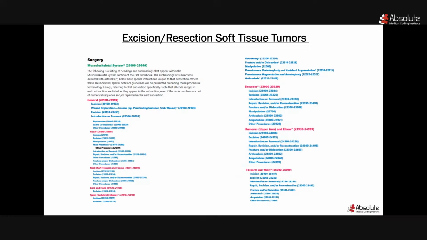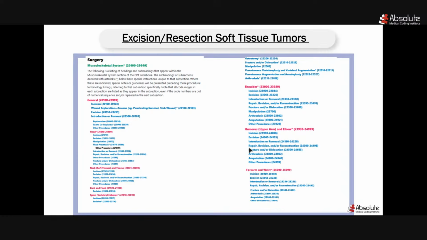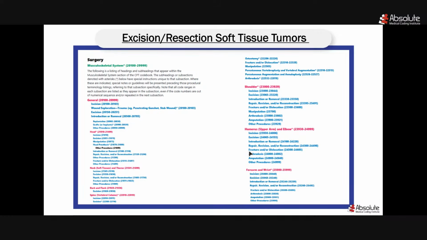Let's kick things off with the musculoskeletal system topics, and we will first go through the excision and resection of soft tissue tumor guidelines. You will notice that these procedures are not just in one place. Instead, you will find them organized under each anatomy section like head, neck, and other anatomical areas, so they apply to all these areas. Today we are generally going to go through the general guidelines.